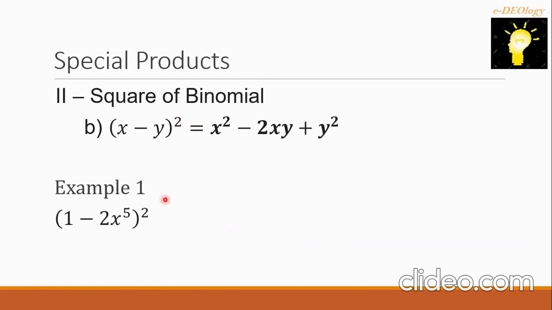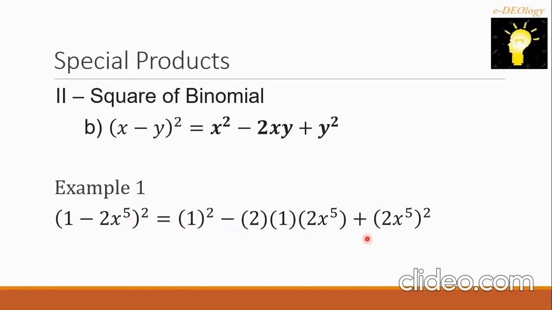Let's have example 1. 1 minus 2x raised to 5 all raised to 2. So we have the three terms here. The first term is the square of the number 1. In the middle, I put the constant 2. I copied the 1. I copied this 2x raised to 5. Actually, the negative sign is already in front. And the last term is the 2x raised to 5 power 2. There is no issue if you put also the negative sign here. Anyway, because of the square here, later it will just be deleted.